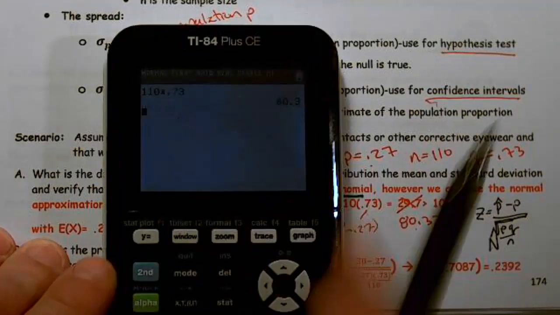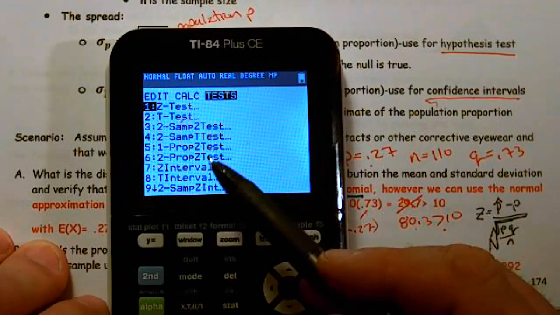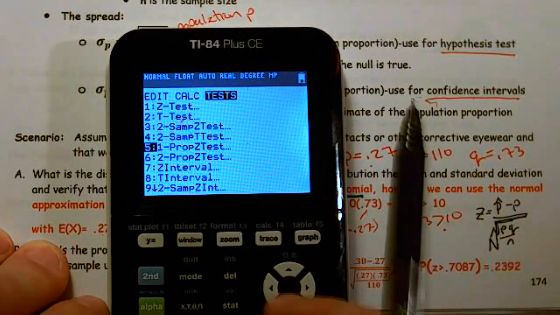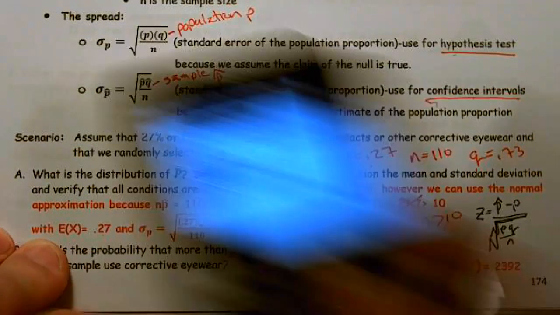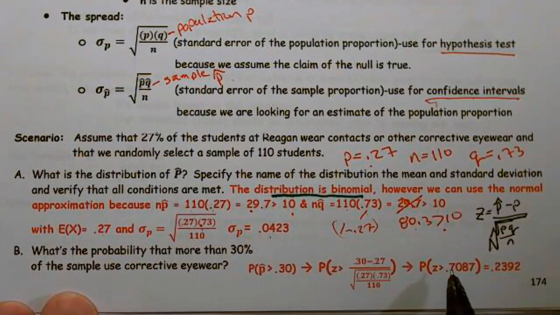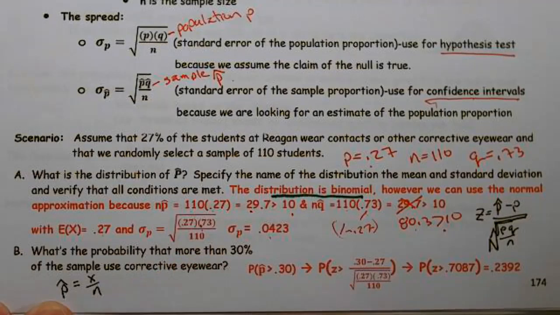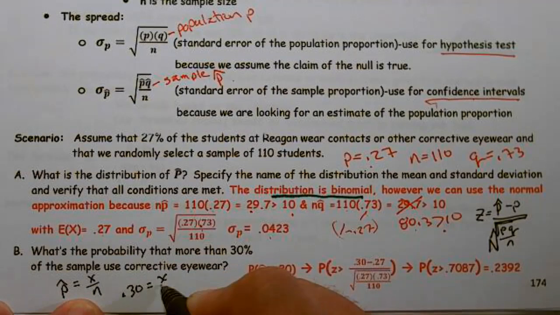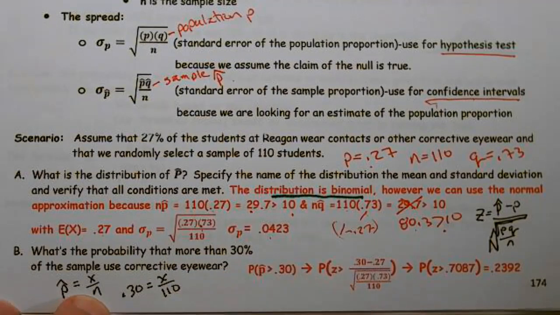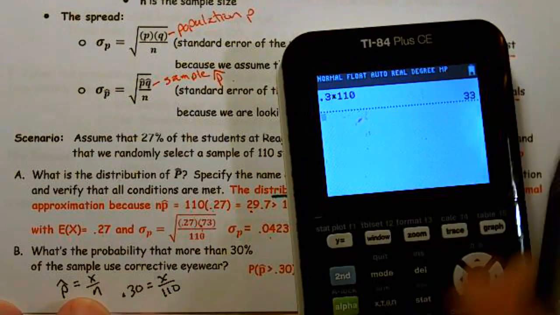When I go to the calculator, I'm going to go to Stat Test, and then one proportion Z test, which happens to be number 5. It says 0.27, that's my P. Then it asks for my X. They didn't give me my X, so I'm going to have to find it. Well, P hat equals X over N. So in this case, 0.30 equals X over 110. So if I exit out of that, 0.3 times 110 equals 33.